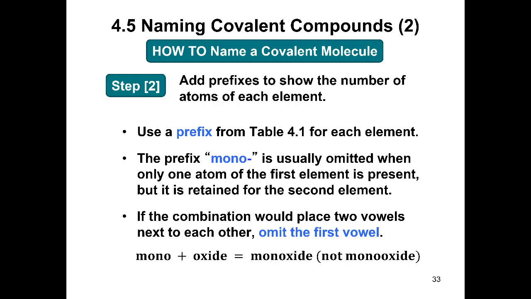So in the case of the covalent molecules, you're going to add prefixes to show the number of atoms in each one. And if it's just one, you use the prefix mono, and I'm going to show you the table with all the prefixes here in just a second. But mono is not used if it's the first one. So like if you only have one of the first of the two nonmetals, you don't say mono and then the name. You only use mono for the second one, okay? And I'm going to show you what I'm talking about in a minute, okay?